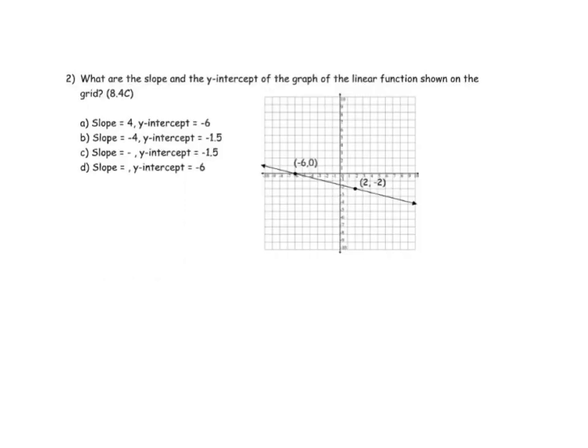Number 2. What are the slope and y-intercept of the graph of the linear function shown on the grid? A. Slope equals 4. Y-intercept equals negative 6. B. Slope equals negative 4. Y-intercept equals negative 1.5. C. Slope equals negative 1/4. Y-intercept equals negative 1.5. D. Slope equals 1/4. Y-intercept equals negative 6.